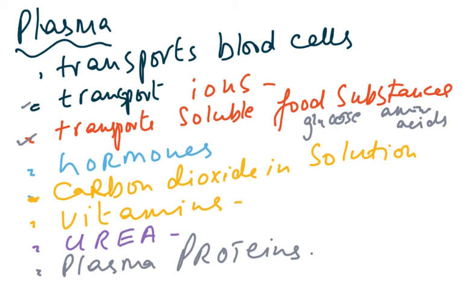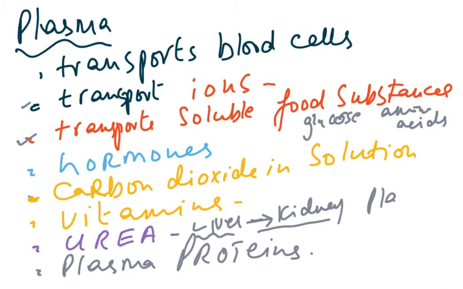Then the urea, which was produced in the liver, and then is removed by the kidneys. But how does it go from the liver to the kidneys? You've got to understand it has to be transported in the plasma. So the blood plasma contains urea, which was made in the liver, and then it was the kidney that removed it from the blood plasma.